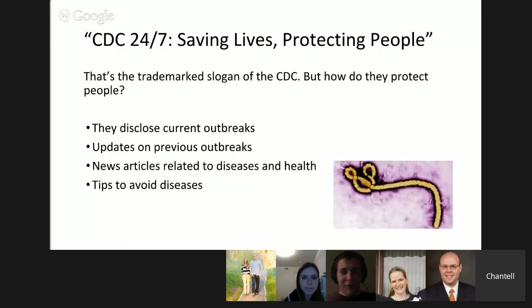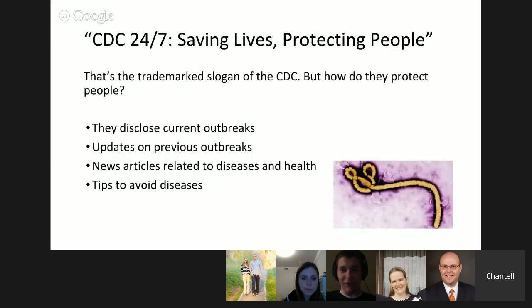Their slogan that goes with their cool little logo is CDC 24/7, saving lives, protecting people. And how do they plan to protect us? Well, there's several things on their site. They disclose an outbreak, like in the form of news and media articles. They give you updates on outbreaks, like how big they're getting. That's why Ebola was so well spread or so known, is because it was gaining hold of a lot of people.